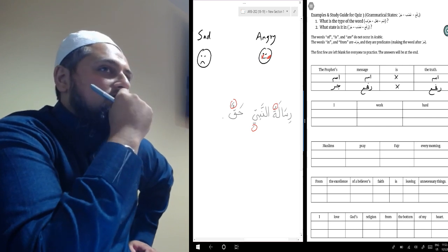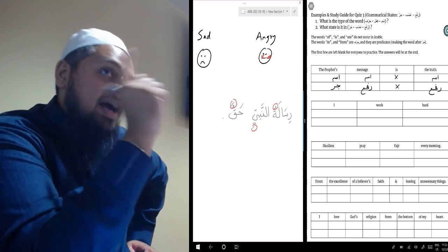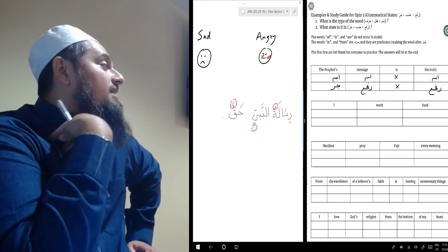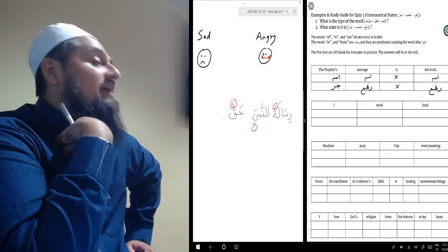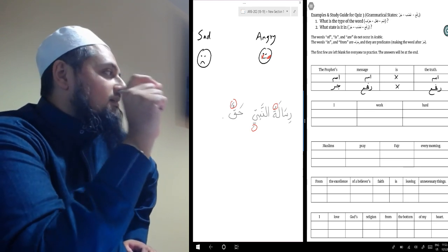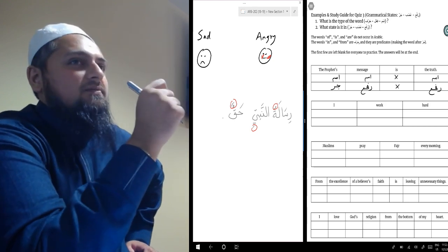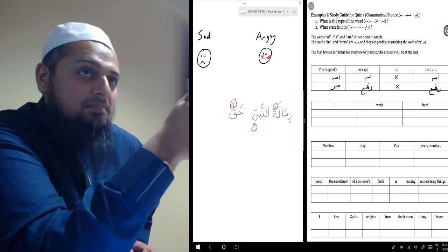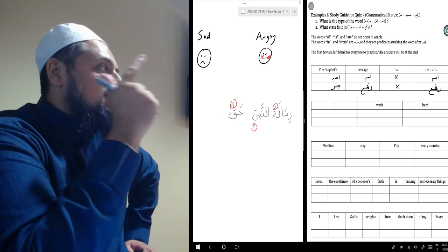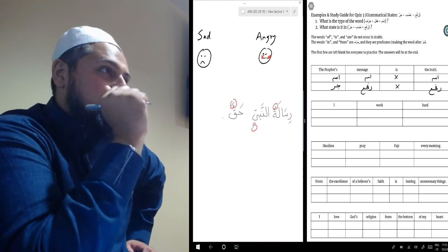And when you're saying the vowel, you mean the vowel on the last letter. So the vowel on the last letter is going to indicate to me what state the word is in. If it has a dhamma, it's going to be in the state of rafa'. If it has a kasra, it's in the state of jar. If it has a fatha, it's in the state of nasab.